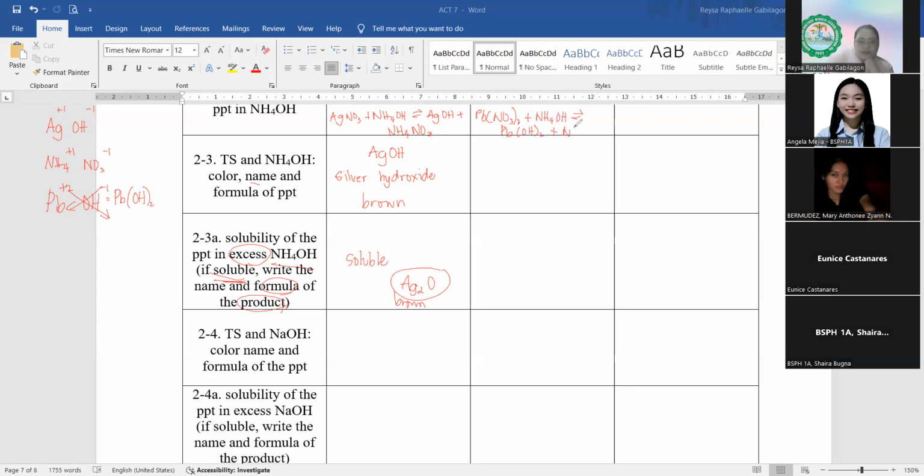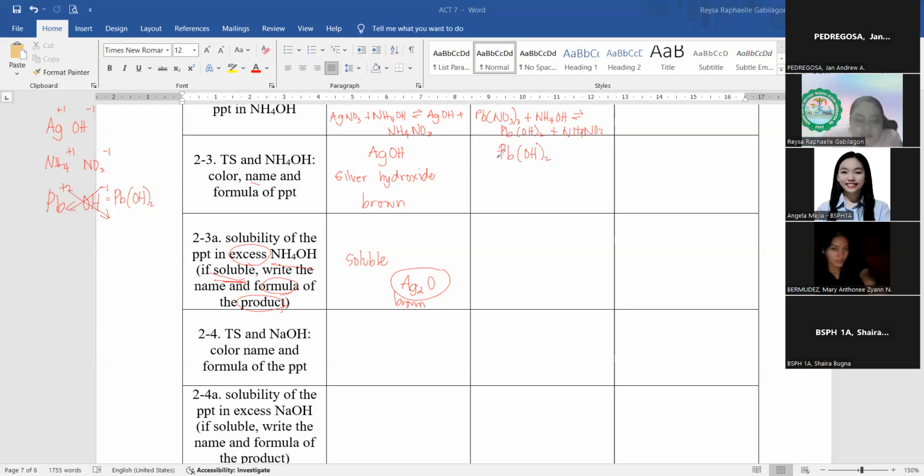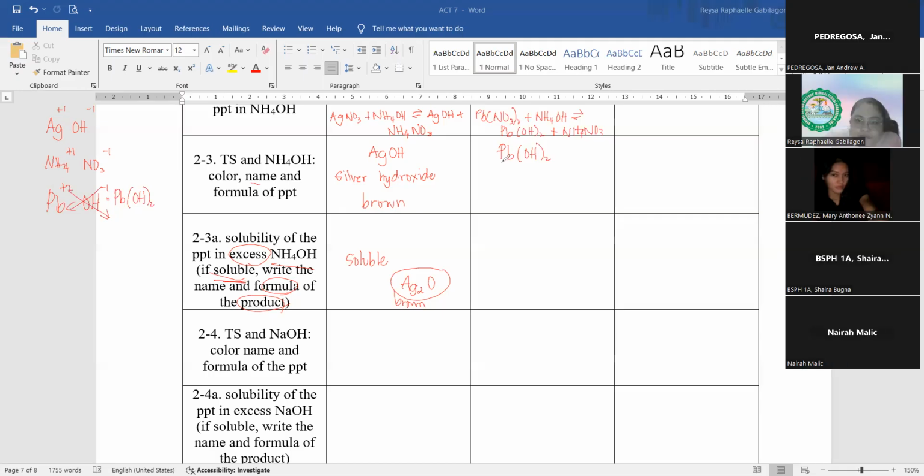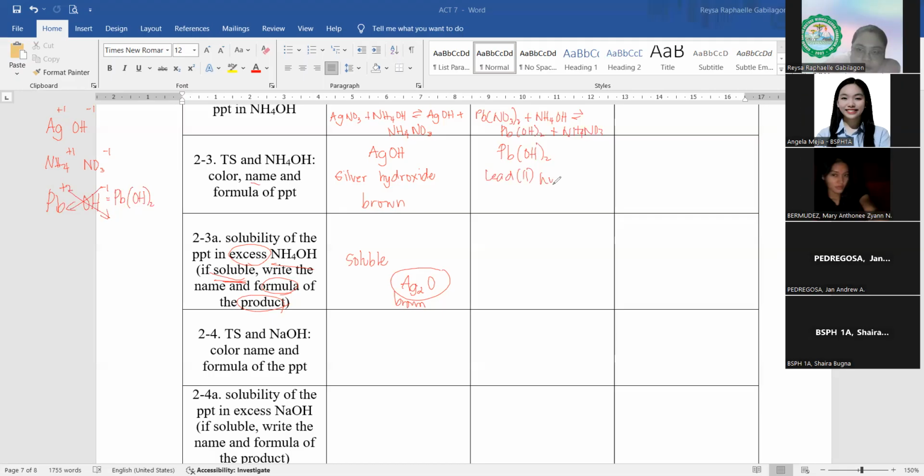Gayahin na lang natin ito ha. NH4, NO3. Okay? So, yung ating precipitate ulit, Pb(OH)2. How do you read this? What is the name of Pb(OH)2? Yes, Andrew? Lead II hydroxide. Okay, very good. This is lead II hydroxide. Since dalawa yung charge ng ating lead, lagyan mo talaga siya ng Roman numeral. And ano kaya color nito?